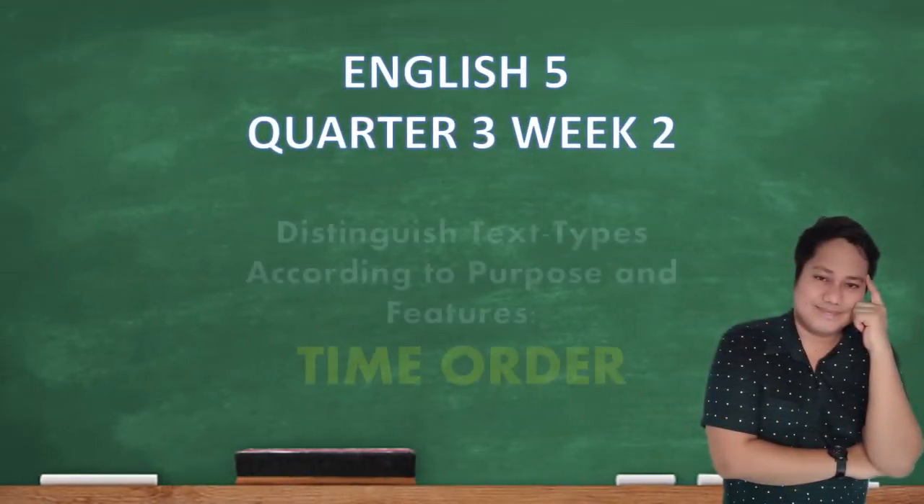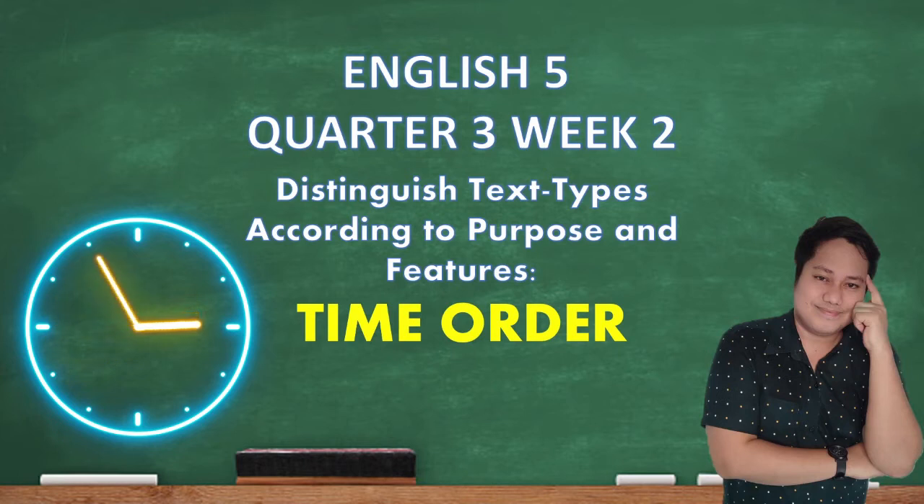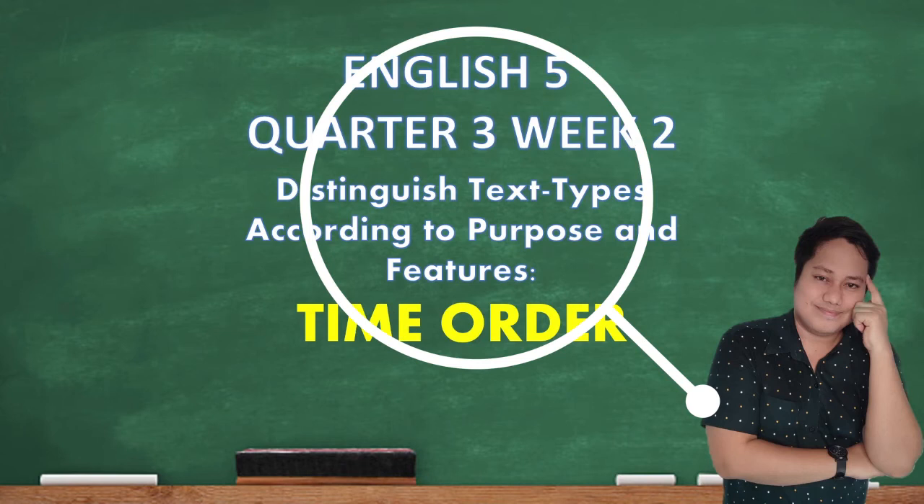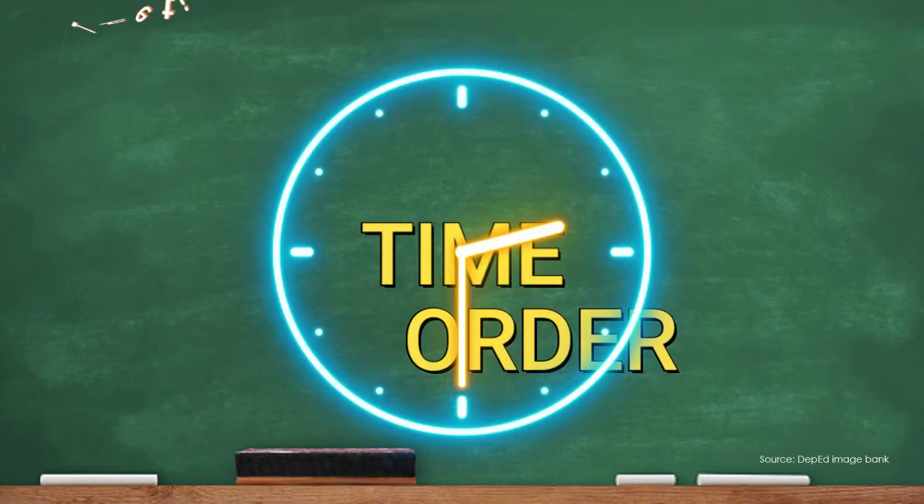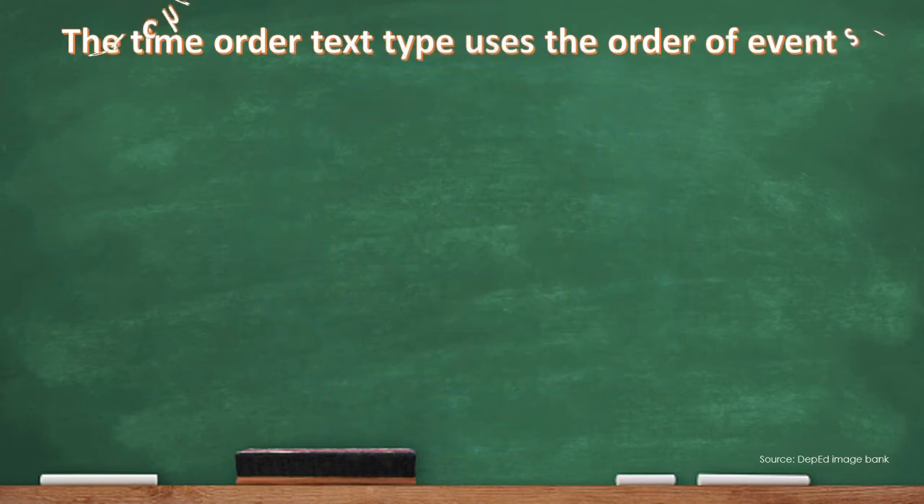Welcome back to Learning Buddy. This is Sir Marvin and today we will be talking about the English 5 Quarter 3 for week number 2. Distinguish text types according to purpose and features. Today we will be talking about the time order, how to identify the text types. Time order. Okay, let's proceed.